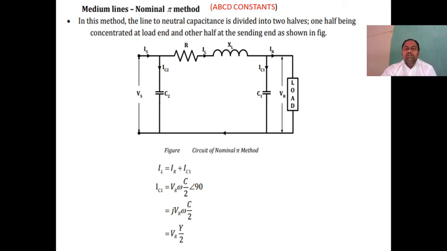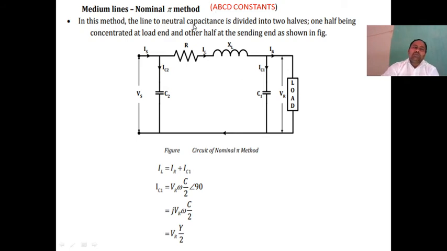So once we know the VR dash voltage, we can find the regulation very easily. The percentage regulation is equal to (VR dash minus VR) by VR into 100. Now we discuss the nominal pi method ABCD constants. ABCD constants is a two-port network.